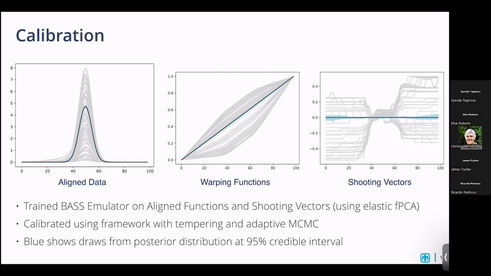And so how we calibrated this is we computed that Gaussian likelihood. We actually fit a Bayes emulator to the aligned functions and the shooting vectors. Because this is functional data and the Bayes emulator is set up for scalar responses, we actually utilized elastic functional principal component analysis and fit the emulator on the score space, and then emulated on the score space and then transformed back. And so then we calibrate using the framework as we talked about. We also had a tempering and adaptive MCMC. And so you can see here from the simulations, the posterior draws have a really tight fit around the aligned data and the warping functions.